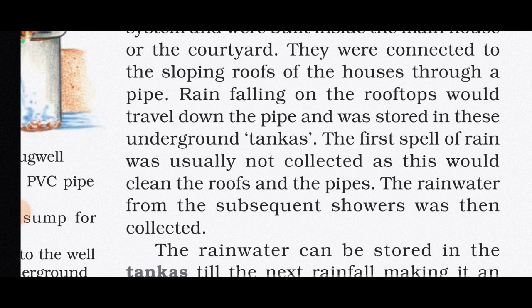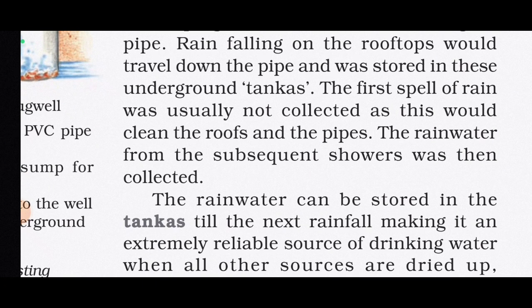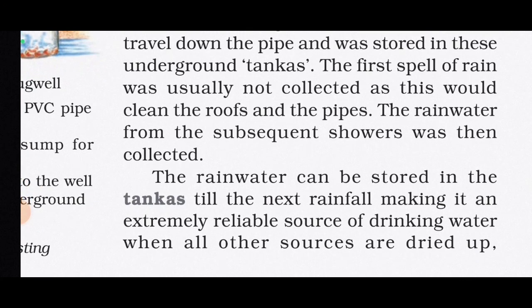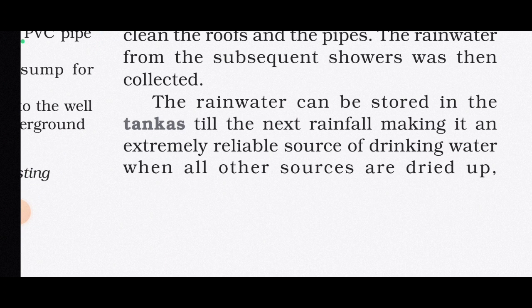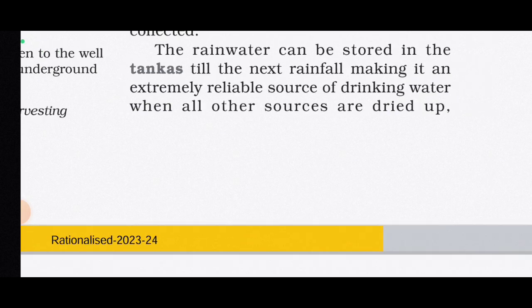So rain falling on the rooftops would travel down the pipe and was stored in these underground tonkas. The first spell of rain was usually not collected as this would clean the roofs and the pipes. The rainwater from the subsequent showers was then collected. The rainwater can be stored in the tonkas till the next rainfall, making it an extremely reliable source of drinking water when all other sources are dried up.